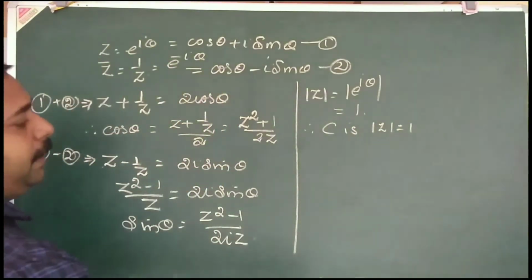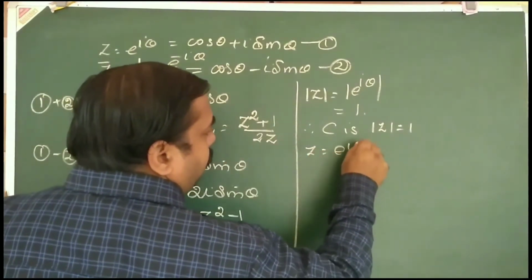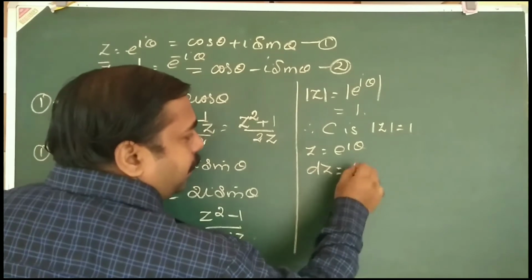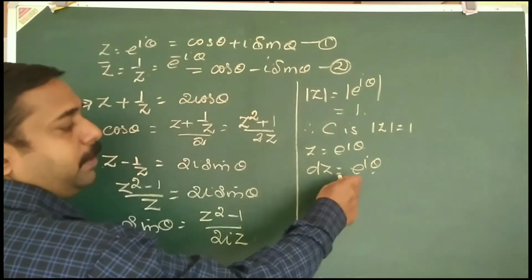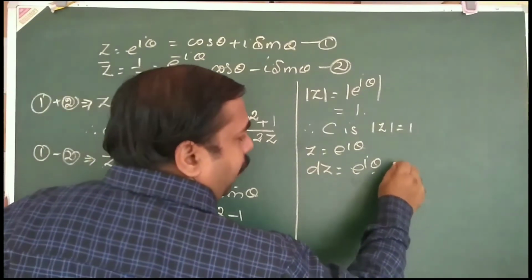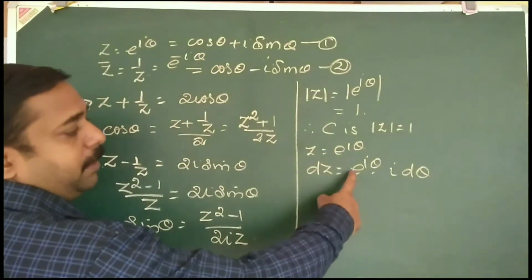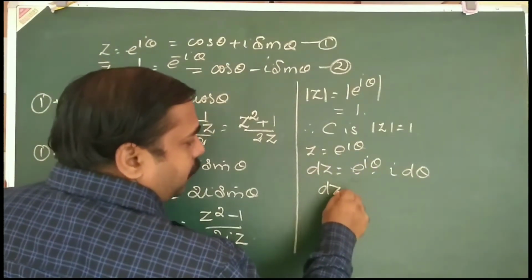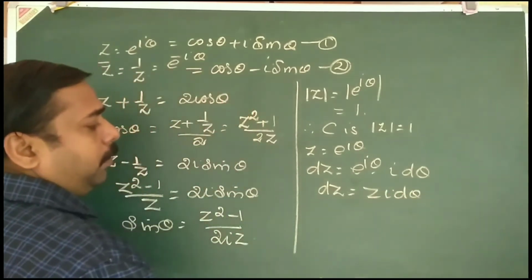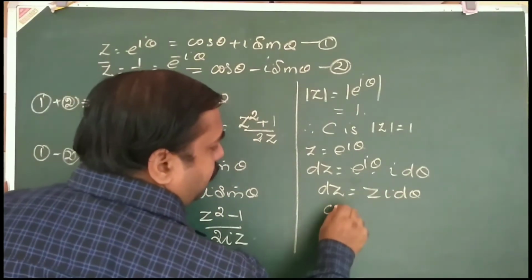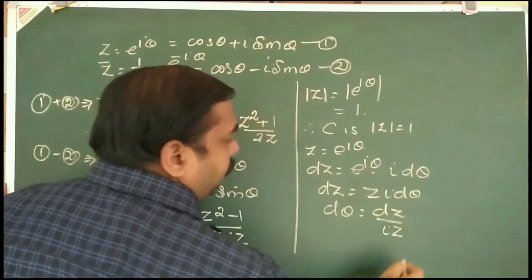Now one more time, we need d theta. So here z is equal to e raised to i theta. Therefore dz is equal to what? e raised to i theta into, differentiation of e raised to x is e raised to x, then i into theta differentiation is d theta. But e raised to i theta is equal to z. So dz is equal to z i d theta. Therefore, d theta is equal to dz by iz.